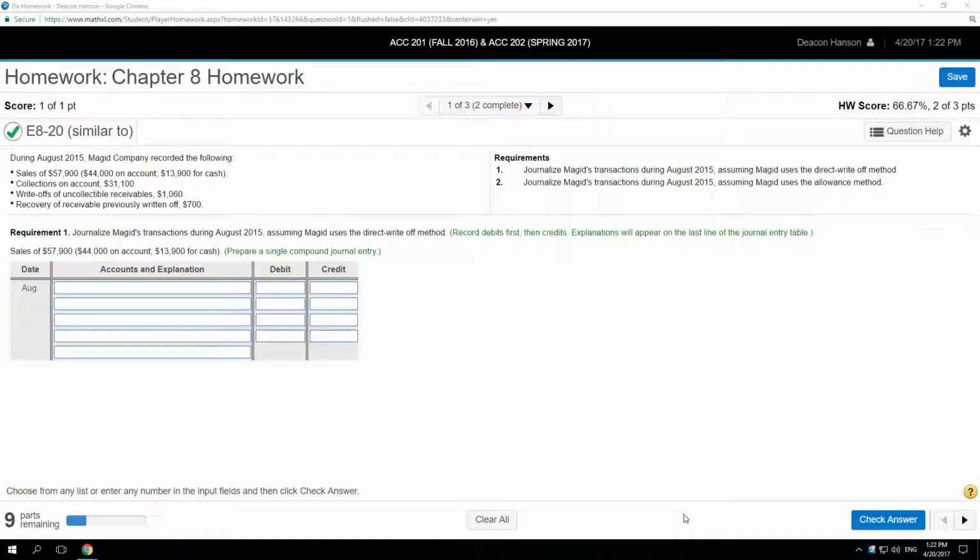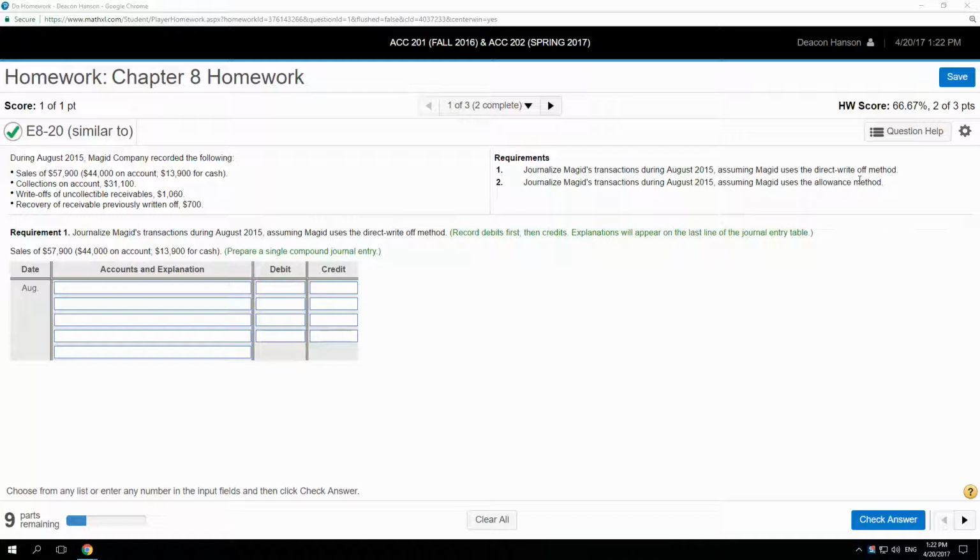Okay, here we are with problem exercise 8-20. Let's see. So during August 2015, Majid company recorded the following. They had sales on account, cash collections. They wrote off some receivables and they recovered some receivables that were previously written off. And they want us to do the recording of these things under two different methods, right?